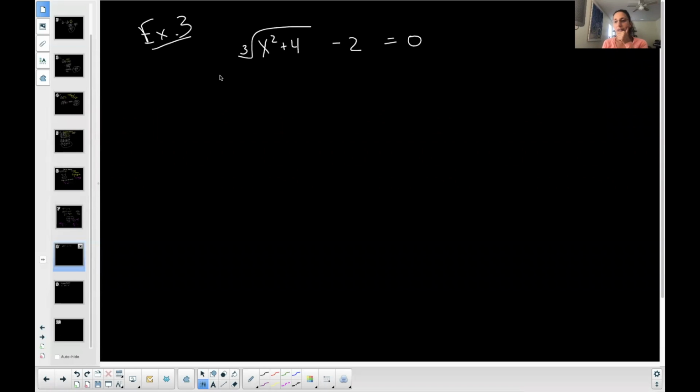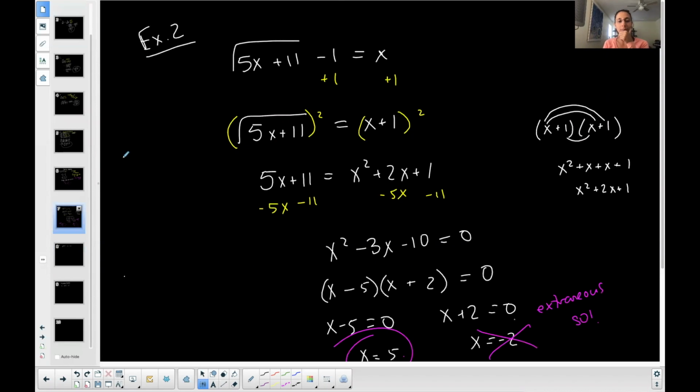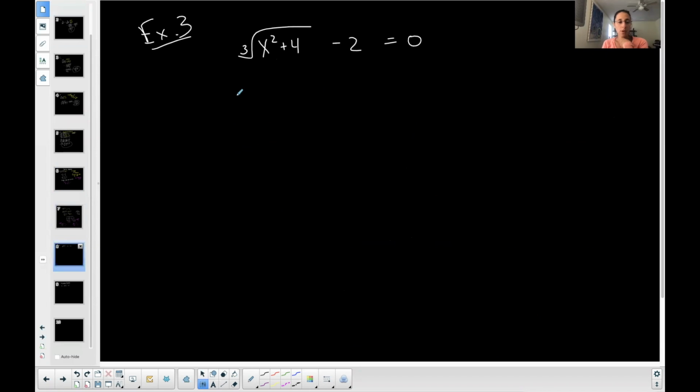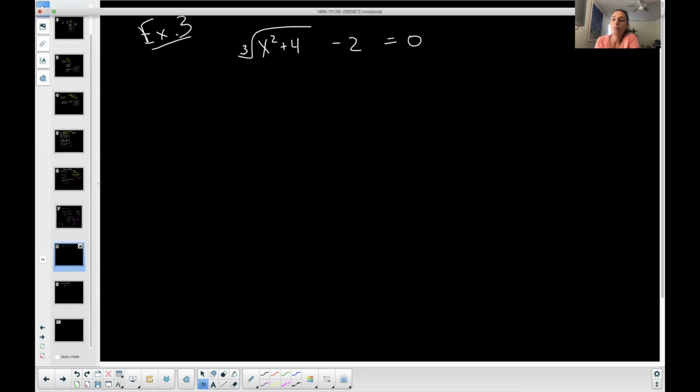So I wanted to show an example where we solved... because I did 2 examples of radical equations already, right? But they both dealt with square roots. I want to do one where it does not have a square root, it has a cubed root. So let's do that one.